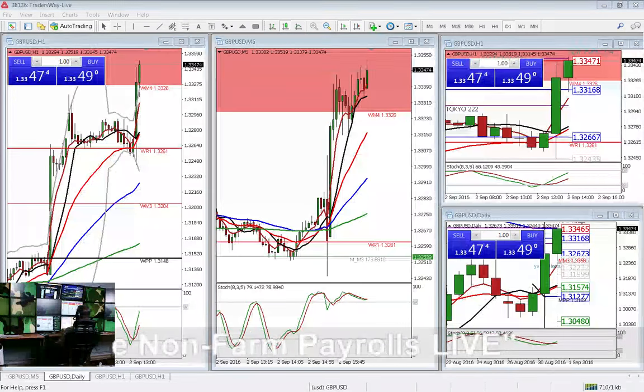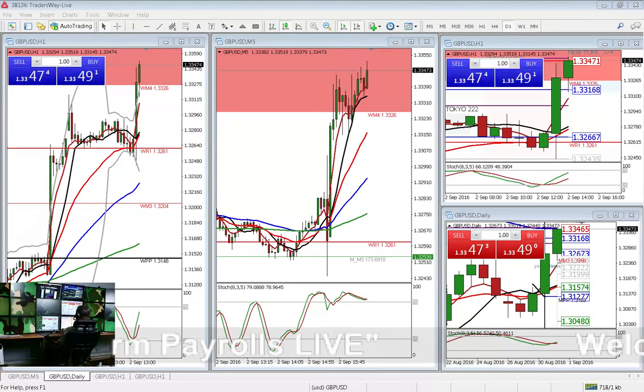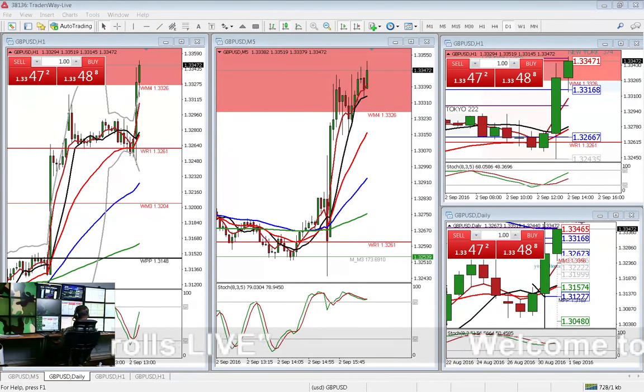Okay, got to reload all my other stuff. Un momento, por favor. Muchas gracias. The trader said, let there be light. I mean, let there be right. And then there is an MT4 on the right. Nice.